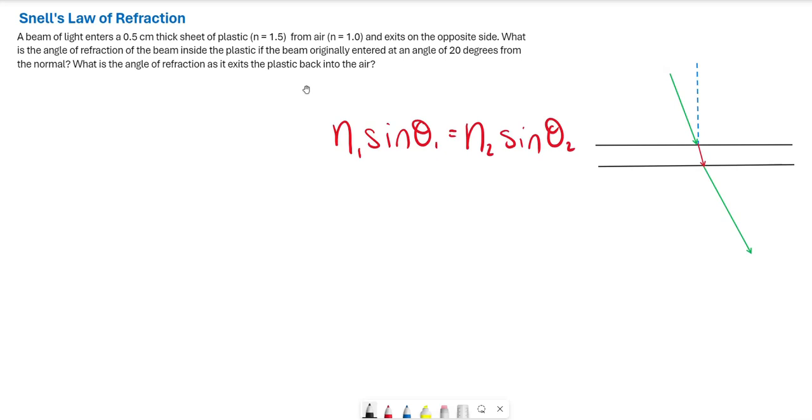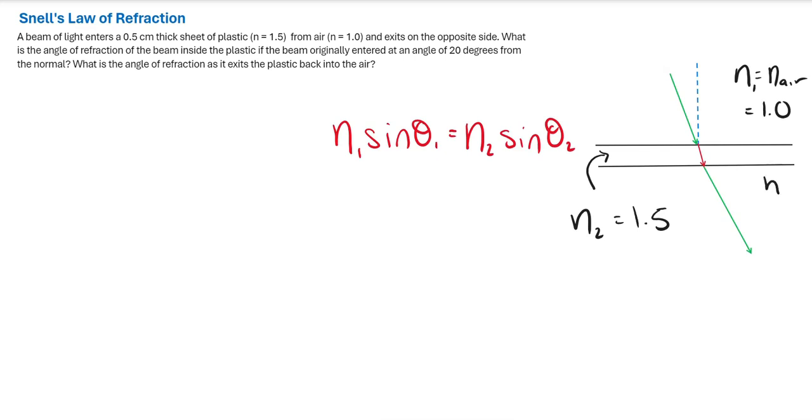So we have our index of refraction here. This is the index of refraction of air. That's n1. So that's air, and that is equal to 1.0. And n2 is plastic, and it has an index of refraction of 1.5. That's the index of refraction of this material here. And then it goes back into air, which is out here, n1. And our first angle is 20 degrees. That's this angle here, our incident angle.